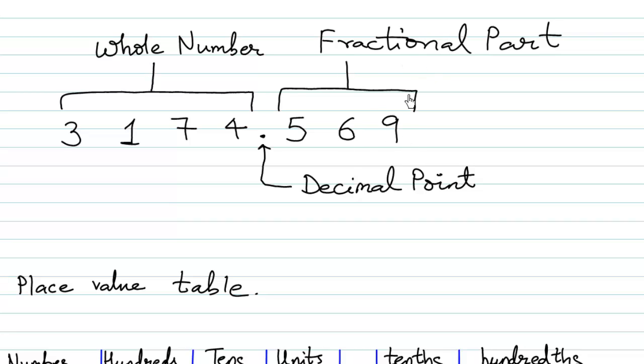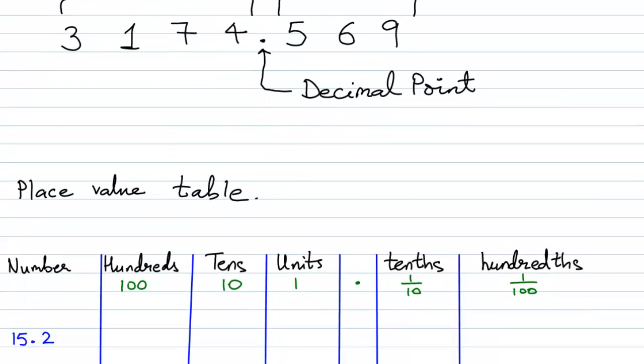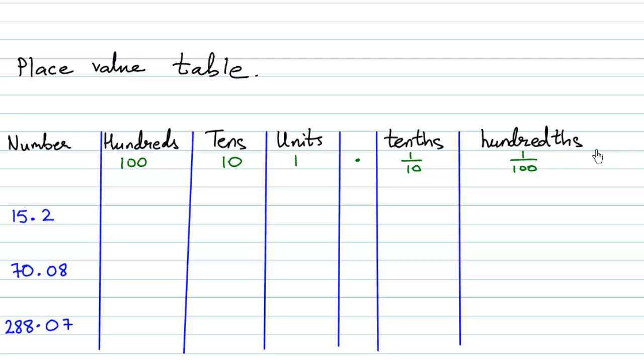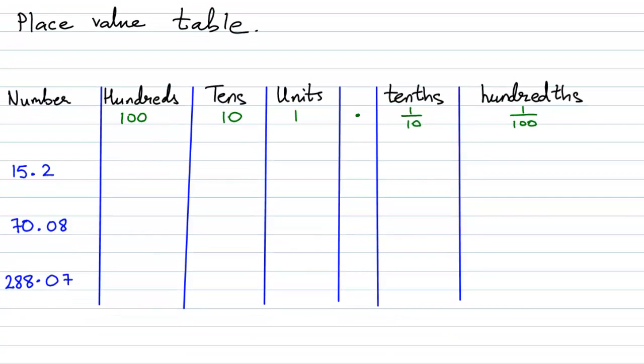So what is the meaning that 569 is the fractional part? Let us understand this with some examples. Look at the first example, 15.2. So before that, let us consider this place value table. Till now, we have studied units place, tens place, hundreds place, thousand place, 10,000, and so on. But now, we will also consider this decimal point, and then after the decimal point, we have the tenths place. Then we have the hundredths place. Then we have the thousandths place.